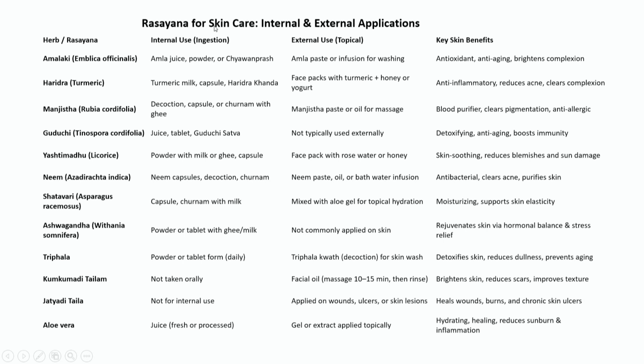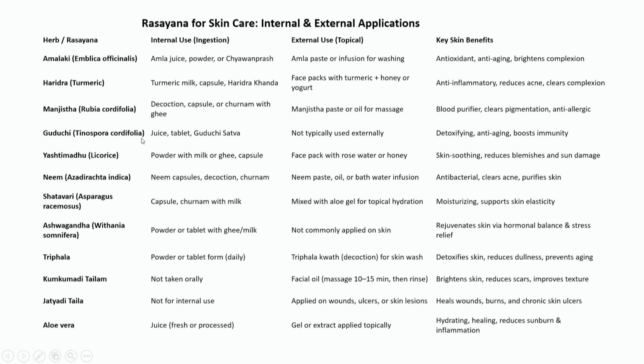This is also called Ayurvedic cosmetics, Ayurvedic cosmetology, rasayan of skin care. Internal use: amla juice, powder and Chyawanprash. External use: amla paste or infusion for washing the skin. Turmeric milk, capsule or Haridra Khand is also a preparation made from turmeric. Face pack with turmeric and honey or yogurt is also very commonly used. Manjistha decoction, capsules and churna is used in ghee. Manjistha paste or oil for massage.